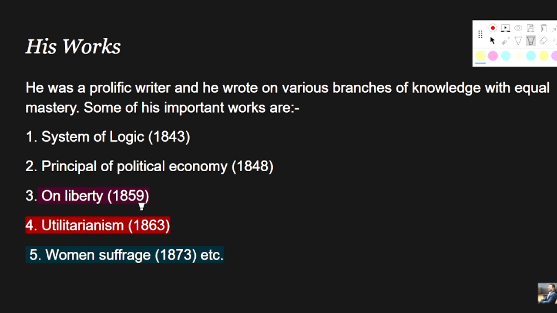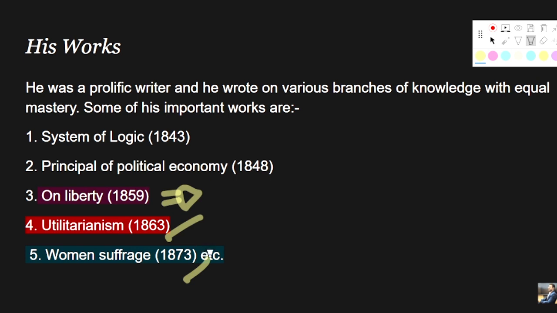Then we will be seeing one of the most important, that is Mill on Liberty, from one of his most important works, his magnum opus, that is On Liberty, very important, which also shaped his idea on representative government, right? Then the fourth work is Utilitarianism, and the fifth work is Women's Suffrage, where he basically propounds the idea of suffrage rights for women, right?